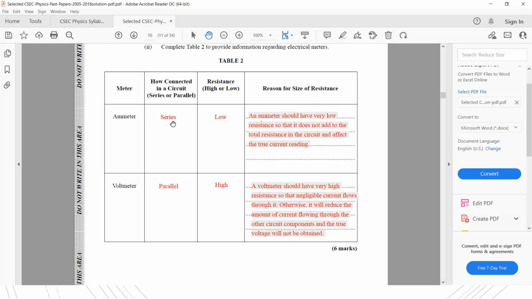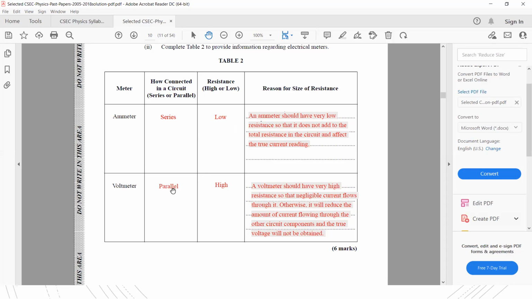Now, you know that in a series circuit, the total resistance or the combined resistance increases with each component that is added. So that means if the ammeter should have any sufficient amount of resistance, it is going to add to the total resistance in the circuit and decrease the current that is flowing. The ammeter should not impede the current flow, it should only measure the current. Right? So that is why you want the resistance of the ammeter to be low.